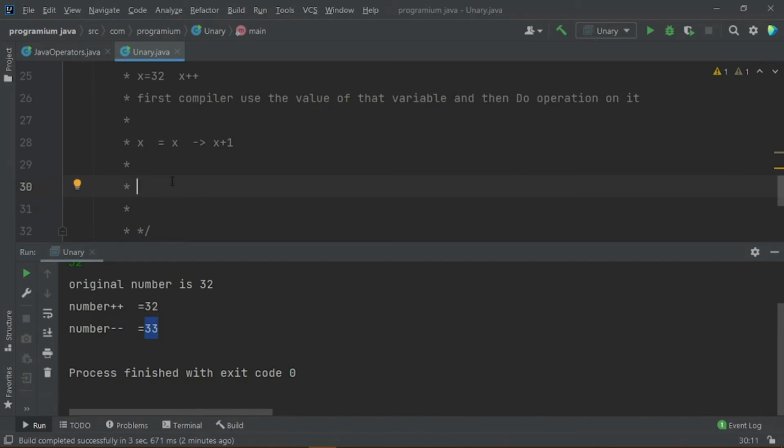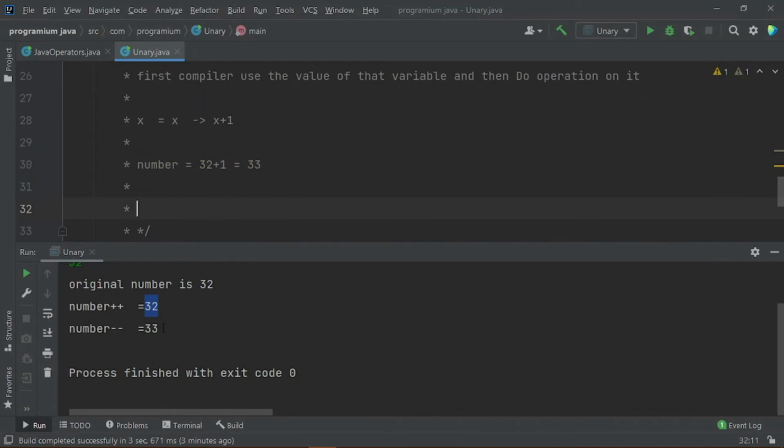What happened here is that our value for the number is now 33. Why? Because as I told you, the first thing in these kinds of operations is that the compiler reassigns the value to this variable, and after reassigning it increments its value. So the assignment is done here, 32 equals 32. Now the compiler incremented this value by 1. So what should the value be? 32 plus 1 is equal to 33, of course. So the value of the number here is 33.